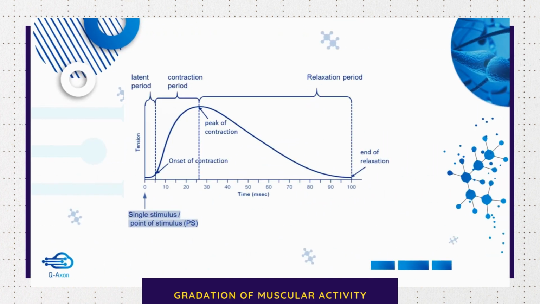So this is a labeled graph of the simple muscle twitch. As you can see in this diagram, this is the point of stimulation and the contraction begins here. So this is the latent period, and this time duration, that is between the onset of contraction and the peak of contraction, is called the contraction period. And this duration from the peak of contraction to the end of relaxation is called the relaxation period. As is evident from this graph, the relaxation period is much longer than the contraction period.